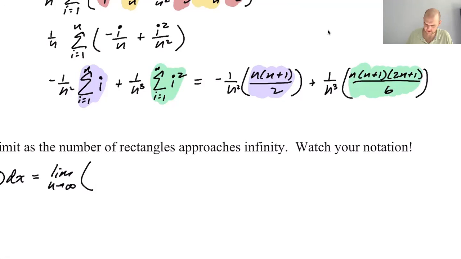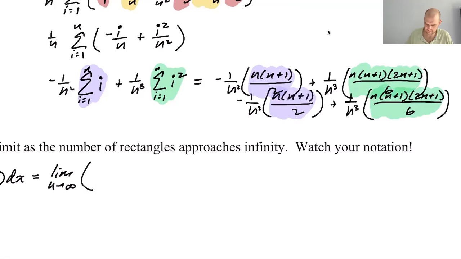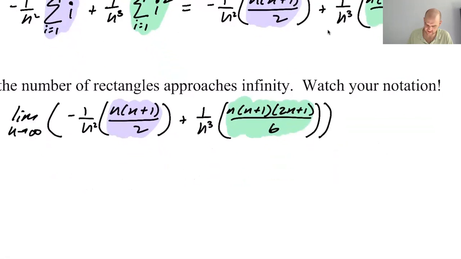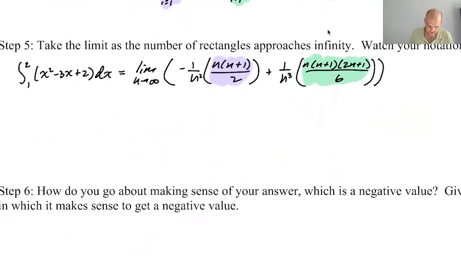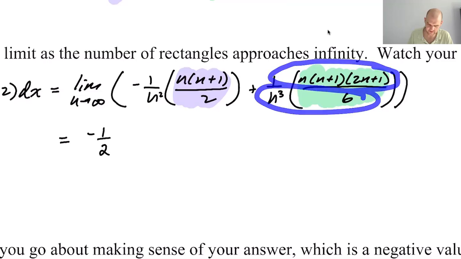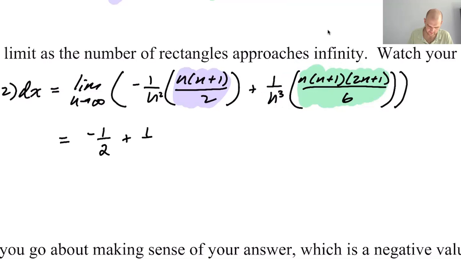Now I'm gonna copy and paste because I can. And remember, we're expecting a negative answer because the entire curve was below the x-axis on the interval. So if I get a negative, I'm not surprised, I'm not worried about it, I'm okay with that. All right, we have essentially negative n squared over 2n squared, so negative 1/2. And then we have 2n cubed over 6n cubed, which is basically 2 over 6, so plus 1/3. So that's negative 3/6 plus 2/6, negative 1/6.